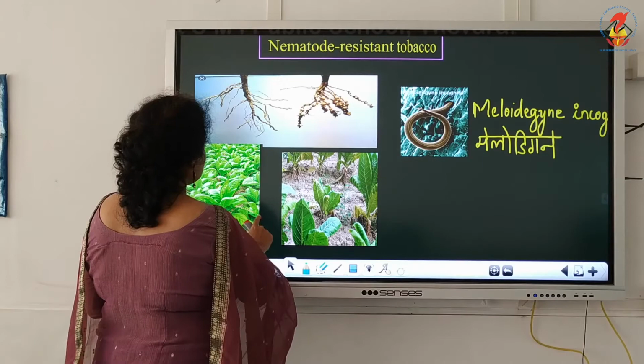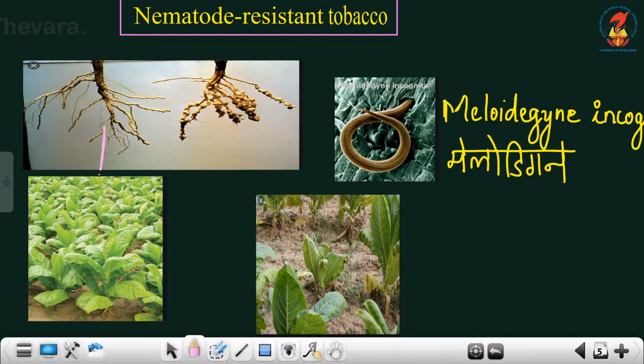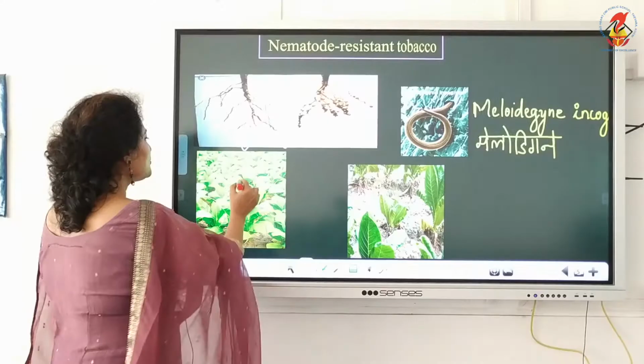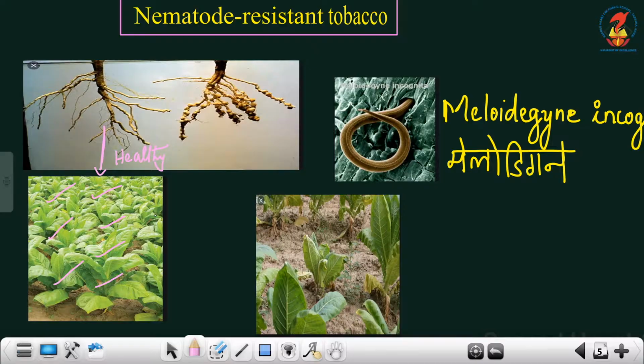The roots of the tobacco are easily invaded by nematodes. See, this is the healthy root. The first diagram is depicting healthy roots. Very healthy roots, not invaded by the nematode. And so, as a result, look at the leaves, very fleshy, broad lamina and healthy leaves.